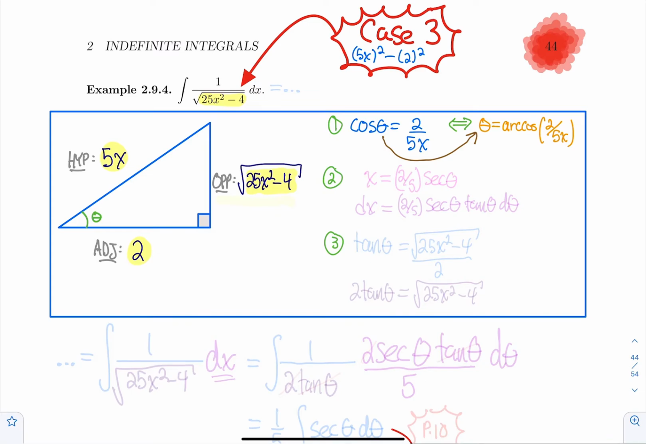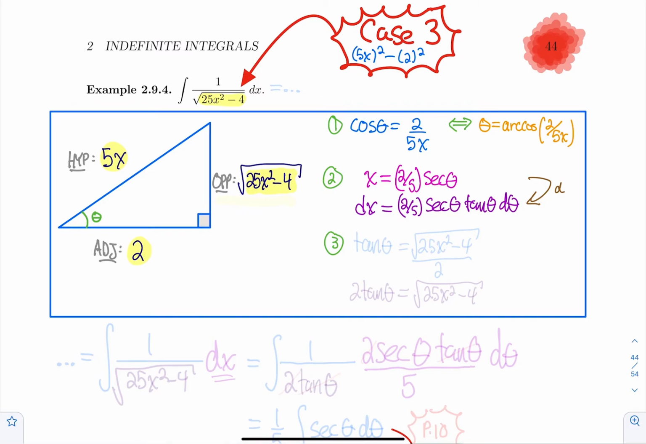Now, if I want to isolate my function f, there are many ways of doing this, but if you can, you should isolate x. So if you isolate x here, you get that x is equal to 2/5 over cos, which is secant theta. So x is 2 over 5 secant theta. So when you compute the derivative of x, which is 1, dx, you get dx is 2 over 5 secant theta tan theta d theta.